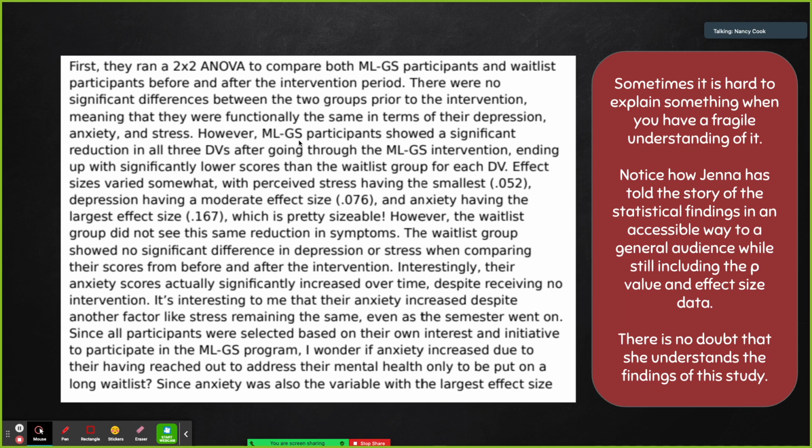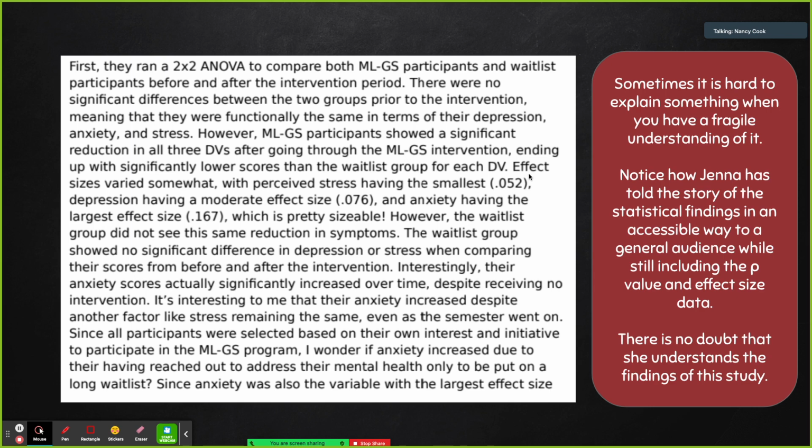However, she says, the MLGS participants showed a significant reduction in all three dependent variables after going through the MLGS intervention. I can tell that Jenna really understood this, the way she's saying it, ending up with significantly lower scores than the waitlist group for each DV. Okay? What would actually strengthen this even a little bit more is if she gave me the p-values. That would strengthen this more. But this is good because I can see she understands it.